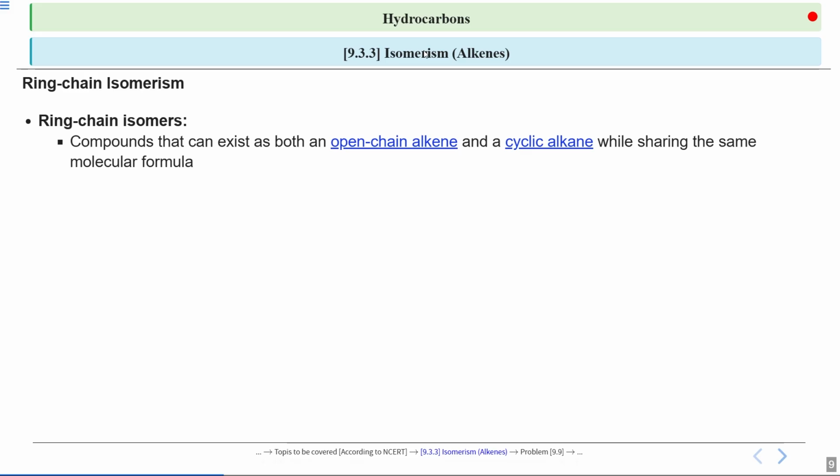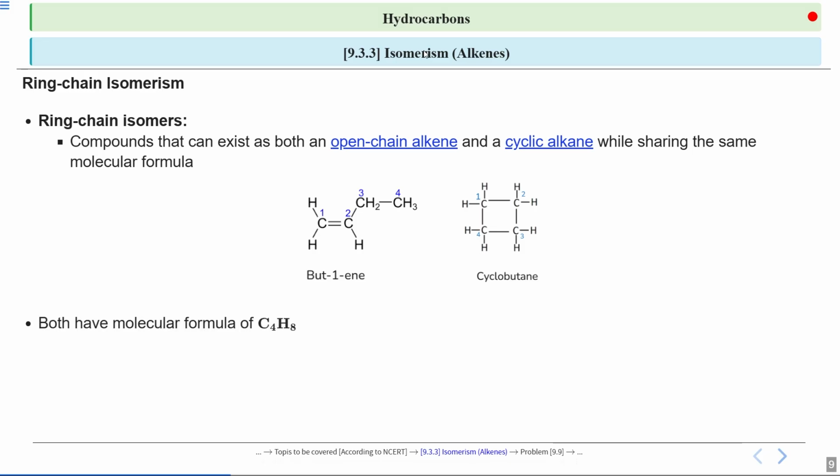So ring chain isomers are compounds that can exist both as an open chain alkene and a cyclic alkene sharing the same molecular formula. We have taken that same example of but-1-ene, and you can see how this but-1-ene can also be drawn in a different arrangement where we have a cycle. Both have the same molecular formula, which is C4H8, meaning there are 4 carbons and 8 hydrogens, but the structures are different, leading to different properties.